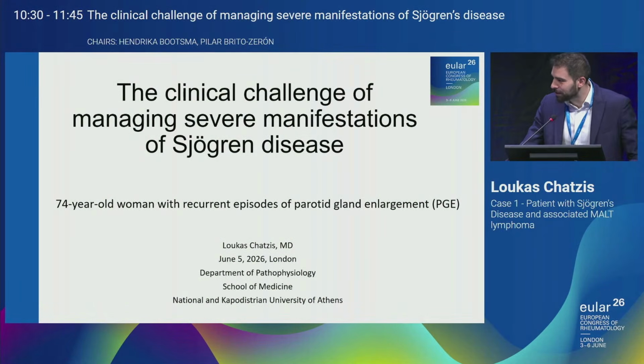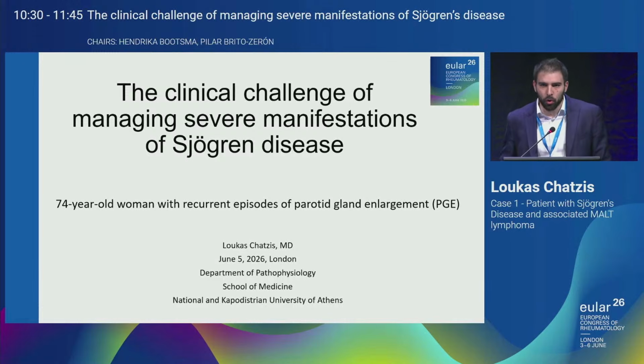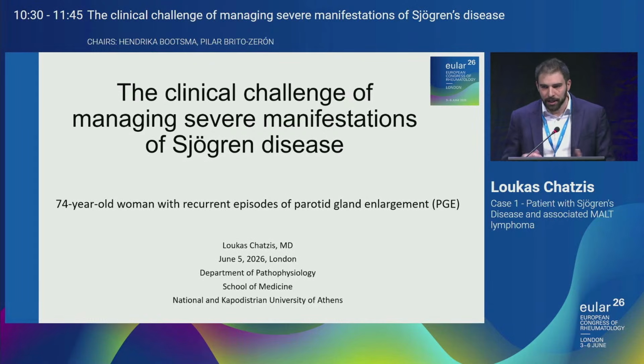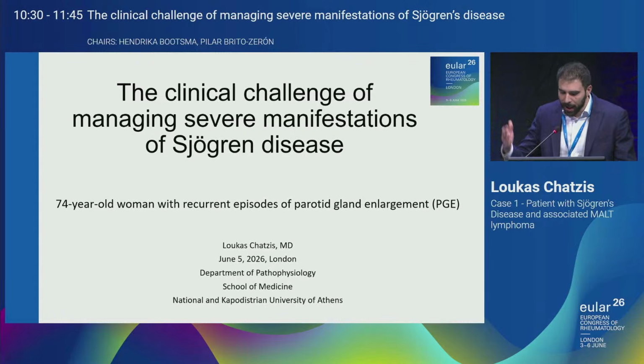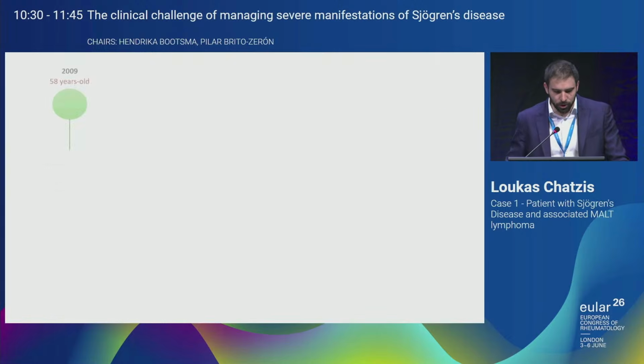Thank you for this very kind introduction. So today my role is to walk you through the clinical course, the histopathological evolution, and the final outcome of a patient presenting with recurrent parotid gland enlargement from our Sjogren's disease clinic back in Athens, before I give the floor to Professor Andreas Goules to discuss the complex intricacies and the challenging relationship between Sjogren's disease and lymphoma. I have no conflicts related to this case presentation.